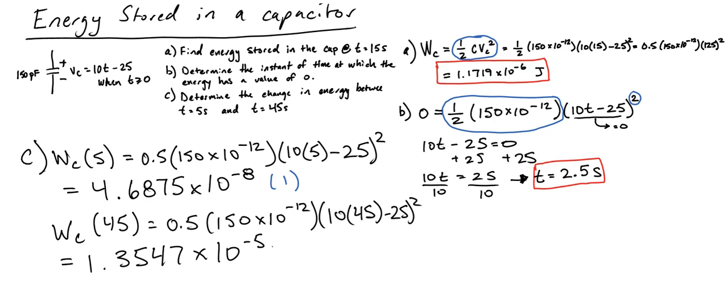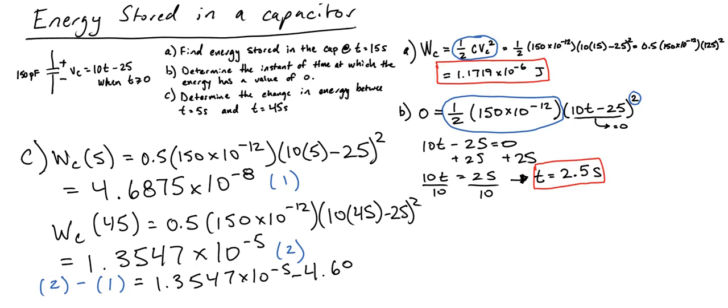Okay, now we just take the difference of the larger one minus the smaller one. So if this is our equation 2, we want to do 2 minus 1, because 2 is larger. That's going to give us 1.3547 times 10 to the minus 5 minus 4.6875 times 10 to the minus 8. And if we put that in our calculator, we will end up with 1.35 times 10 to the minus 5.